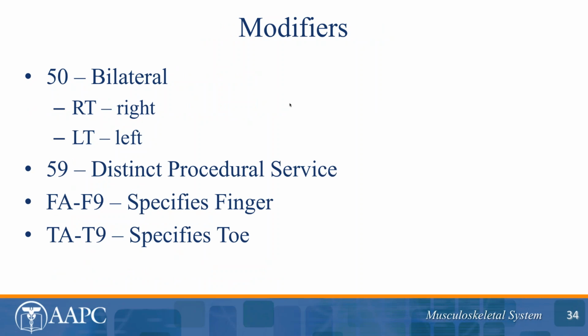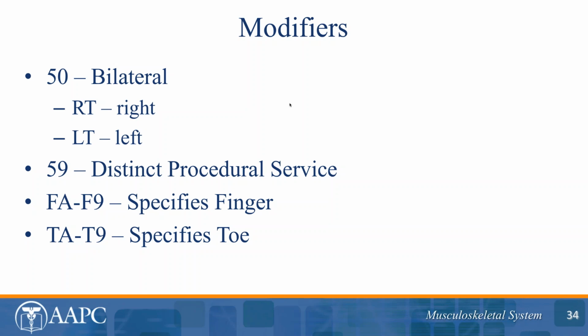Common modifiers in the musculoskeletal section, because this is what also increased a lot of the ICD-10 codes, are the laterality things. So we have modifier 50, which means the procedure was performed bilaterally, or on both sides. Or you can have RT for right, LT for left. So it's indicating the side, because remember, lots of fractures. It could be left arm, left leg, right leg.